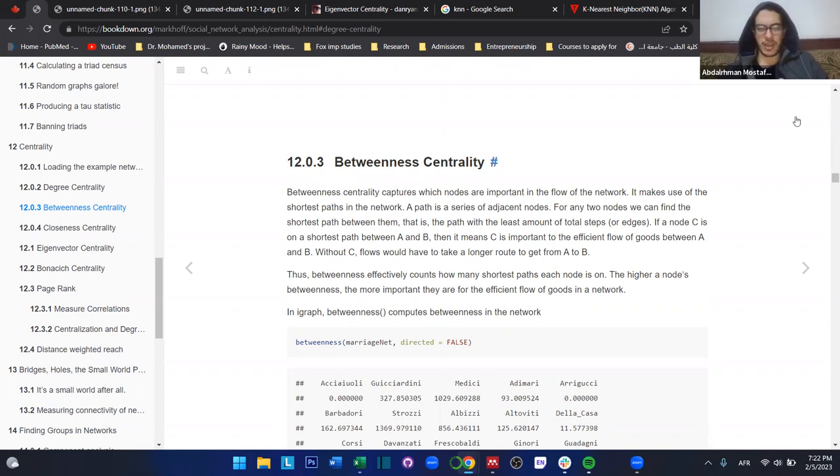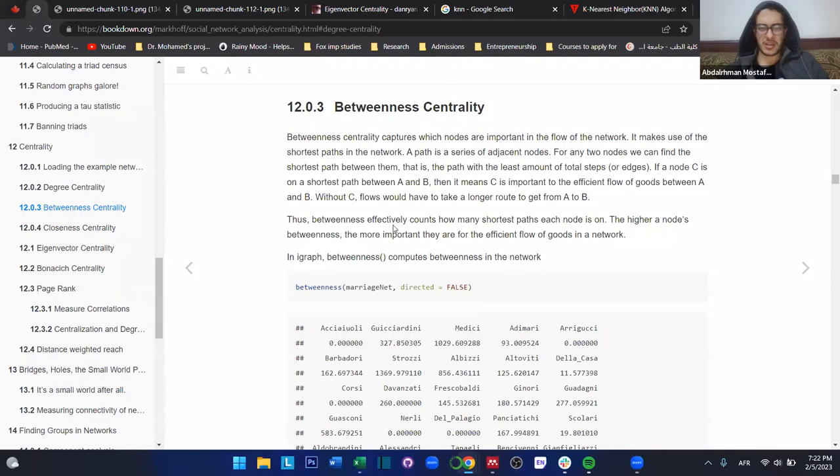Whereas, for example, if it's a random point in the network that is situated in the periphery, and in order to go between any two points at a given trial, you wouldn't have to go through it, then it would not have a very high betweenness centrality. I hope that explanation makes sense.